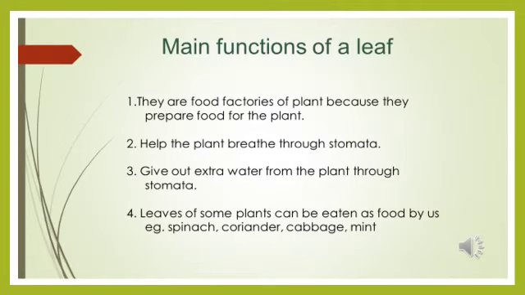Now let us discuss the main functions of the leaf. How are the leaves useful for the plant? Firstly, they are the food factories or the kitchen of the plant. Why are they called the kitchen of the plant? Because leaves prepare food for the plants from water, air and sunlight. And this process of preparation of food is called photosynthesis.